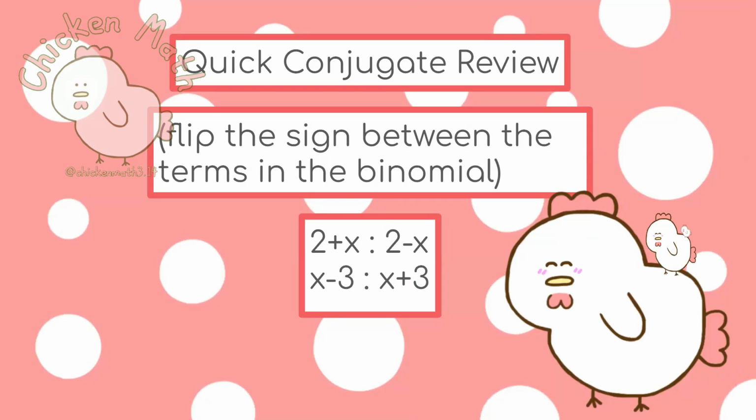So conjugate is basically flipping the sign between the terms in a binomial. So 2 plus x would be 2 minus x, and x minus 3 would be x plus 3. So the conjugate of x minus 3 is x plus 3. Conjugate of 2 plus x is 2 minus x. We're just flipping those symbols.